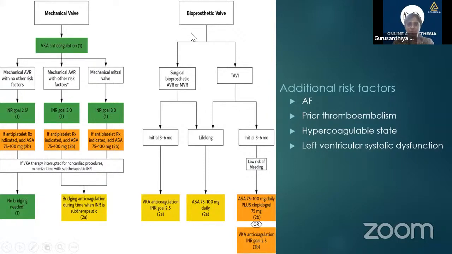In case of a bioprosthetic valve, for the initial 3 to 6 months the patient will be on warfarin and then bridge to aspirin. So with a biological valve, the patient will be on aspirin, and in the perioperative period, it is okay to continue aspirin in those patients.